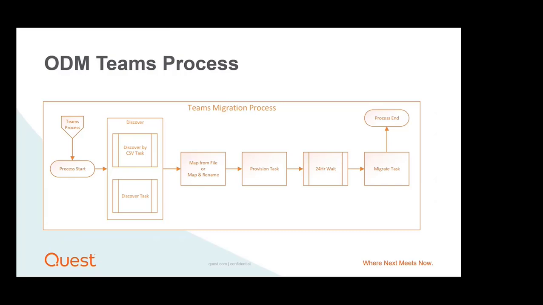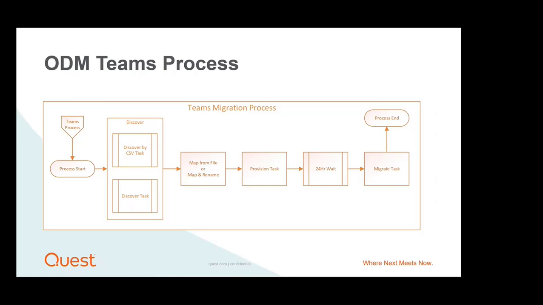Next, the Teams migration process. Same discover from a CSV or just a task. We allow you to map and rename these if you need to. We do also support multi-geos. So if you were a multi-geo tenant, you could specify which geo you wanted to put all of these different sites in. We recommend that you run a provisioning task and then wait 24 hours.